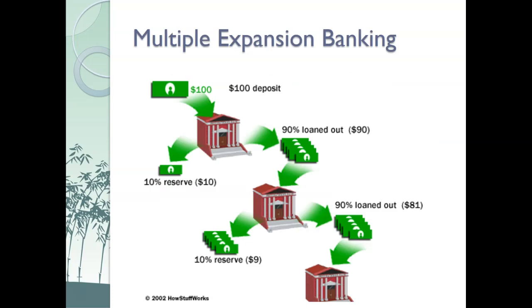So here's an example of the multiple expansion banking. It's a nice one. So again, money goes in, they keep 10% in reserve, and 90% gets lent out. Then the next bank, Bank 2, they keep their 10%, they lend out the other 90%, and it keeps going. And this sounds like the GDP multiplier. It's because it really, really is.